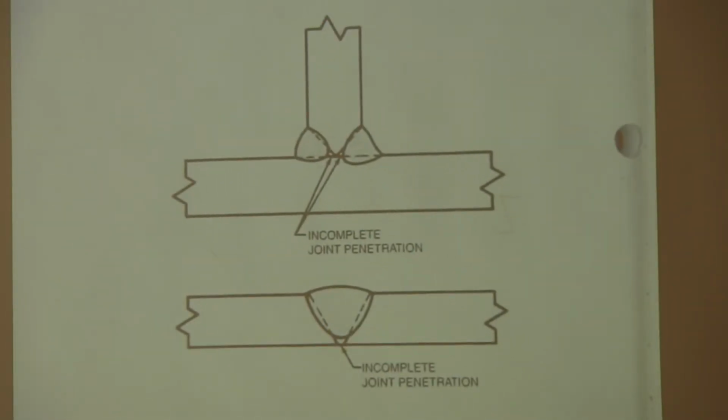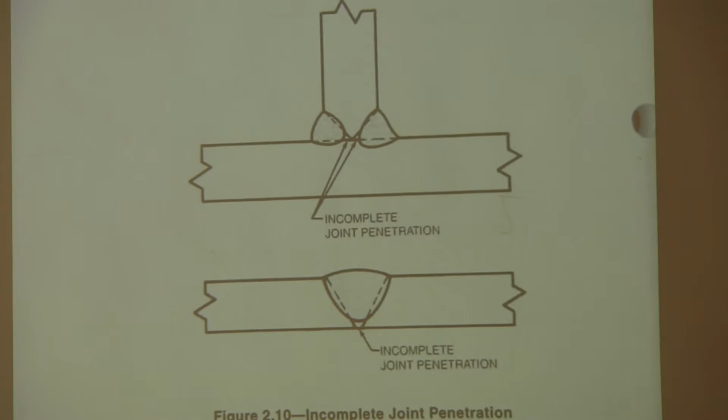Incomplete joint penetration is when you've got something like this, where this weld might be okay, but if it was called out on your weld symbol that it needed to be a complete joint penetration weld, and you didn't actually penetrate the middle there, then that's incomplete. Or if you were welding a V-groove like this and you didn't weld all the way through, then that's incomplete joint penetration.